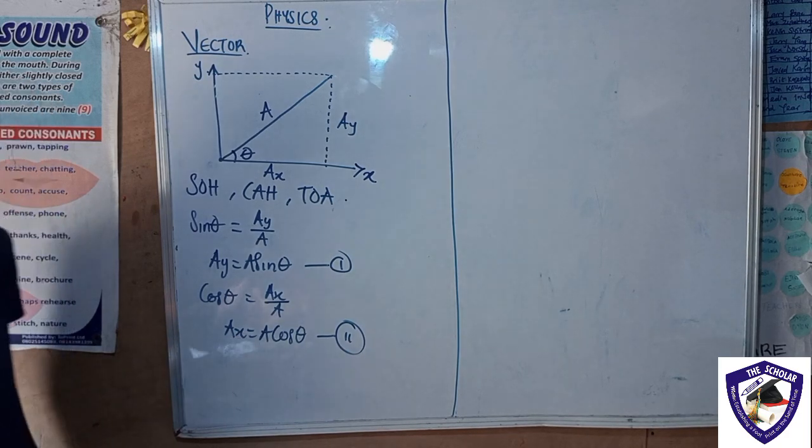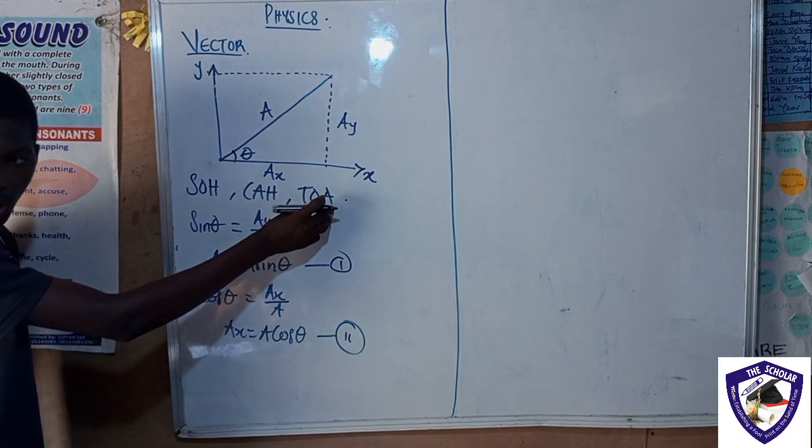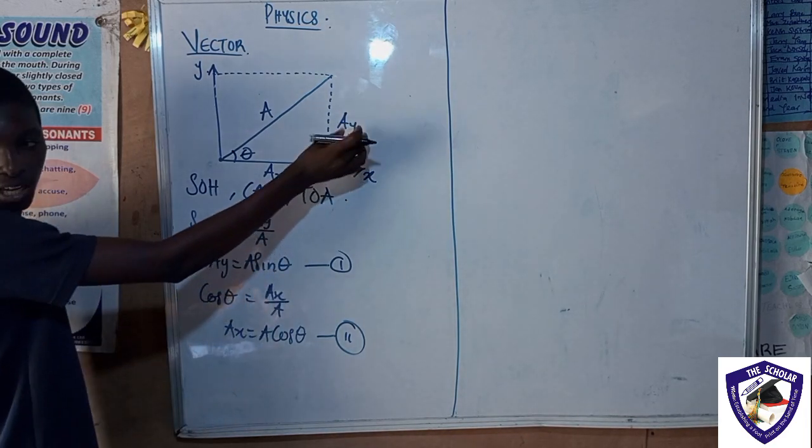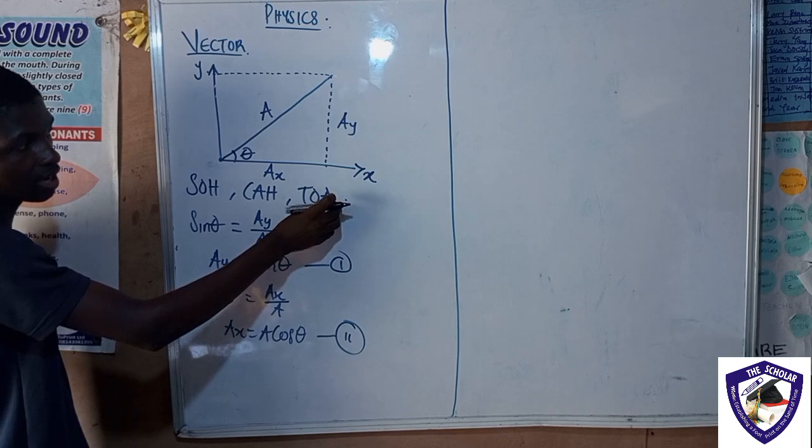Now let us finalize it. We have TOA. TOA is opposite over hypotenuse. What's my opposite? AY. Opposite over adjacent, rather.